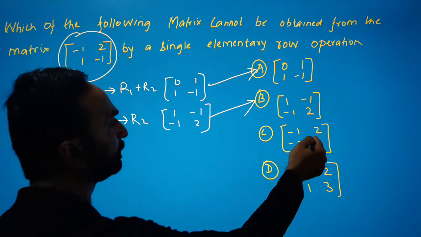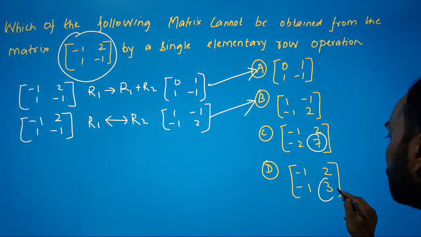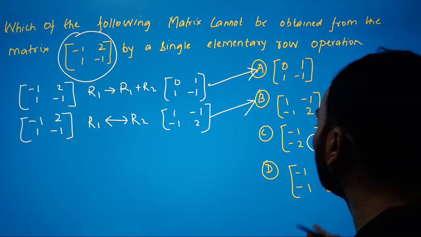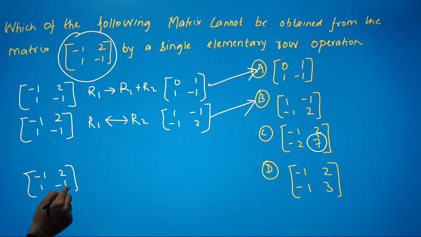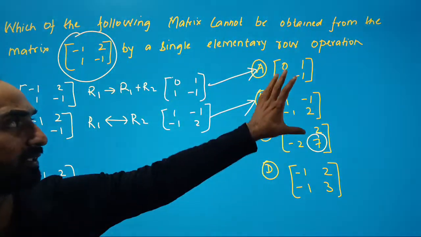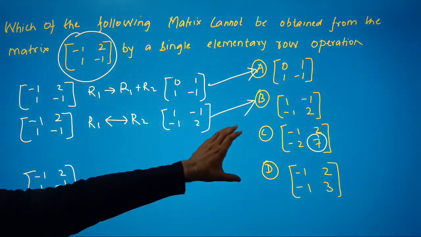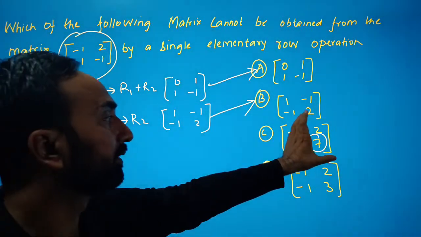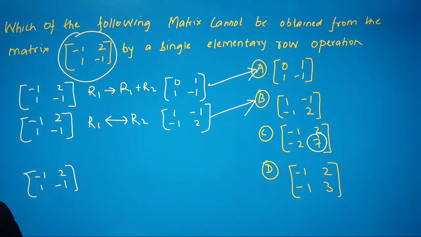Now see, option C contains a larger number 7, and option D contains the smaller number 3. So let's check option D first. I will first write the question matrix, 1 minus 1, right? Let's see if we will get option D. If we get option D, then option C will be the correct option, that this is not possible by a single elementary row transformation, right? So let's check D first.